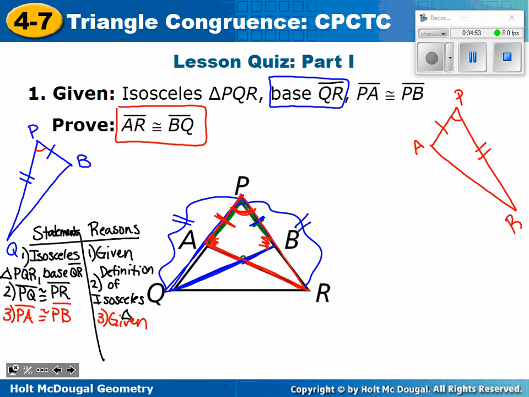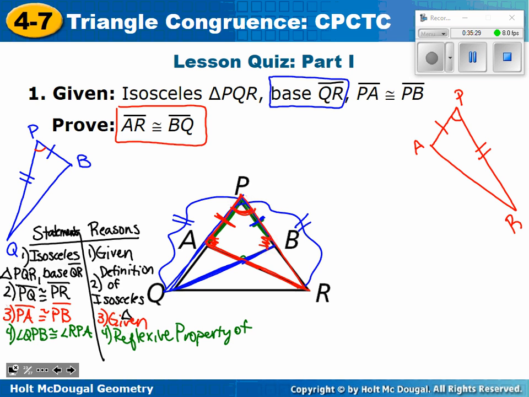Reflexive property. We've used that a lot for sides. We haven't used it a lot for angles. But if you see that they share the exact same angle, and that happens often when they're overlapping, then it's still reflexive property. Annie, you did a great job naming those, so I'm going to go back up here. Number 4, I think you said QPB, is that correct? Angle QPB was congruent to angle RPA. And that was the reflexive property of congruence.